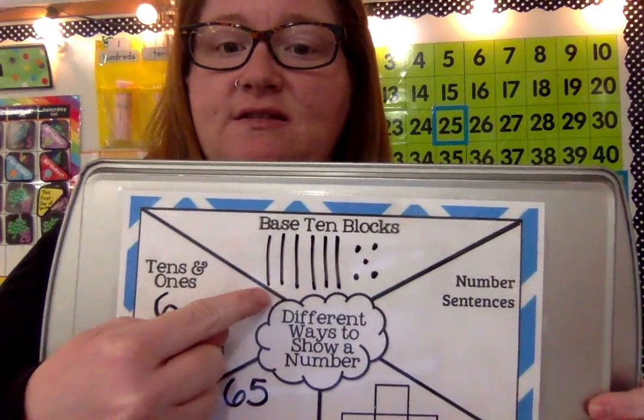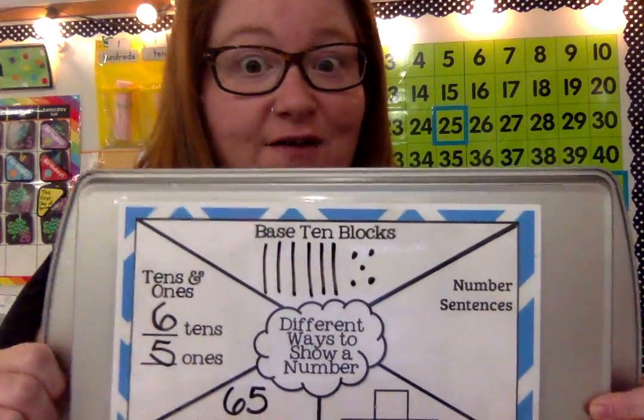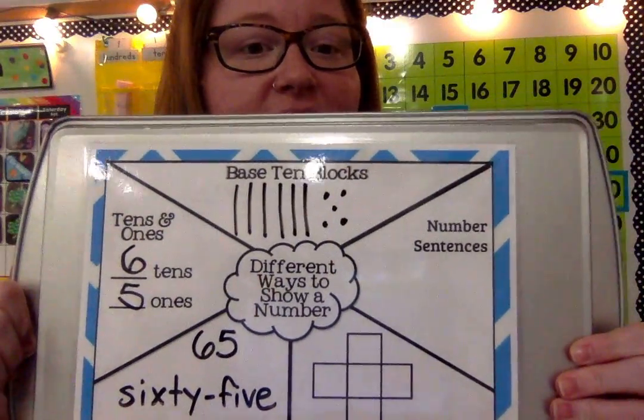Okay, try to show 65 with your base 10 blocks. What would 65 look like with your base 10 blocks? Think about how many tens and ones we just said. So what would that look like for base 10 blocks? Do you have 6 big lines for 10, 20, 30, 40, 50, 60? And then 5 ones, 6 tens, 5 ones is what that looks like.